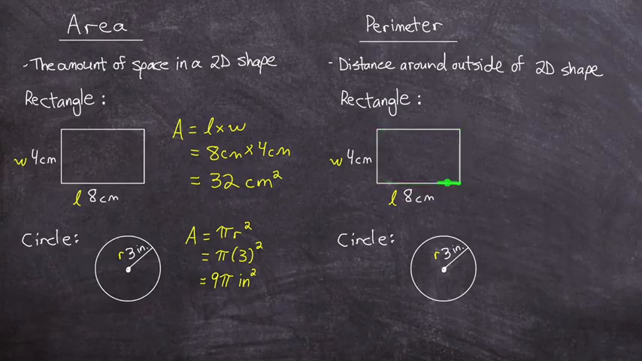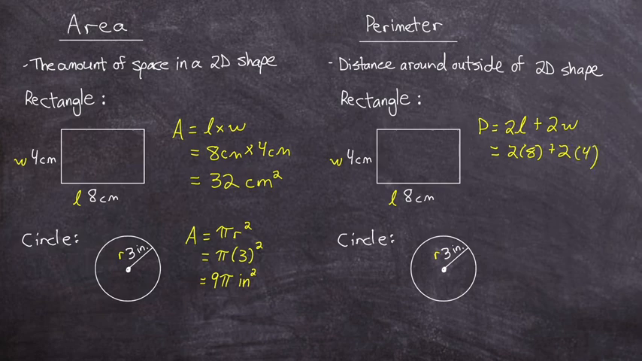But notice, these two sides are exactly equal to each other, and these two sides are exactly equal to each other. So what I could do for my formula for the perimeter of a rectangle, I can just do 2 times the length plus 2 times the width. So that would equal 2 times 8 plus 2 times 4. Because there are 2 sides that are 8 and 2 sides that are 4. That gives me 16 plus 8, which is 24 centimeters.